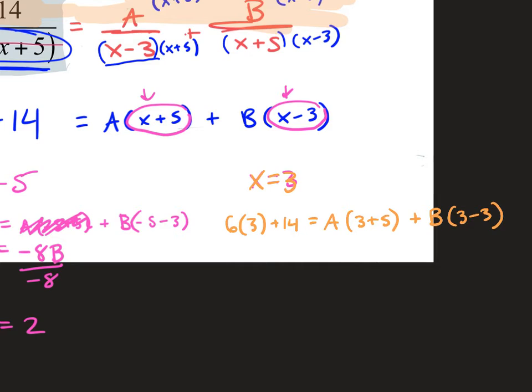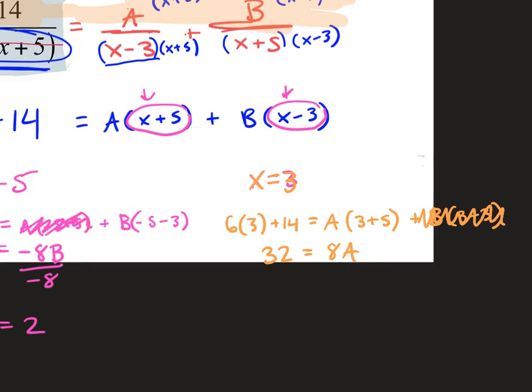6 times 3 plus 14 would give us what? 6 times 3 is 18. 18 plus 14? 32. And then we have A times 3 plus 5, so 8A. And then what happens to the B? It cancels. 3 minus 3 is 0. 0 times B is 0.